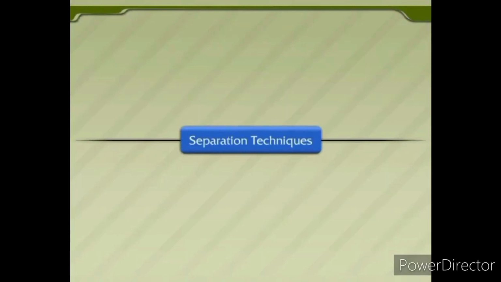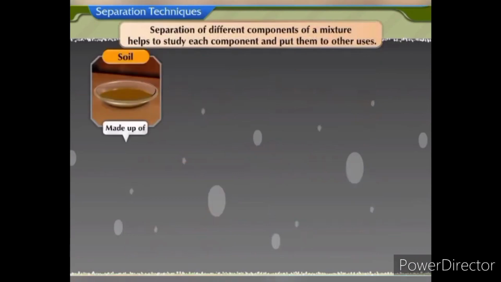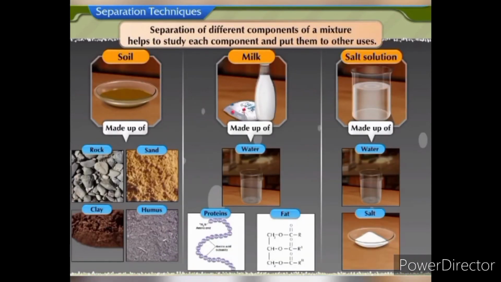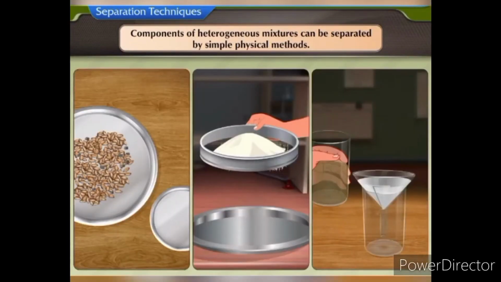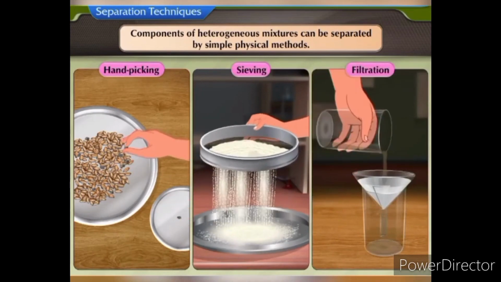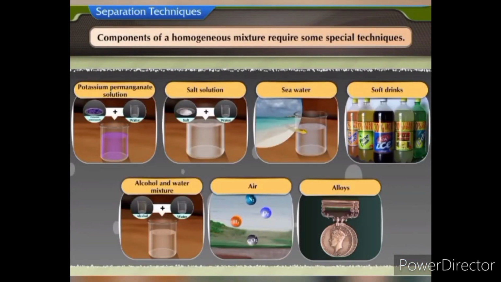Separation techniques. Most substances in nature are not chemically pure. They are mixtures. Separation of different components of a mixture helps to study each component and put them to other uses. Components of heterogeneous mixtures can be separated by simple physical methods like hand-picking, sieving, filtration, etc. Components of a homogeneous mixture require some special techniques. Let us see a few examples.